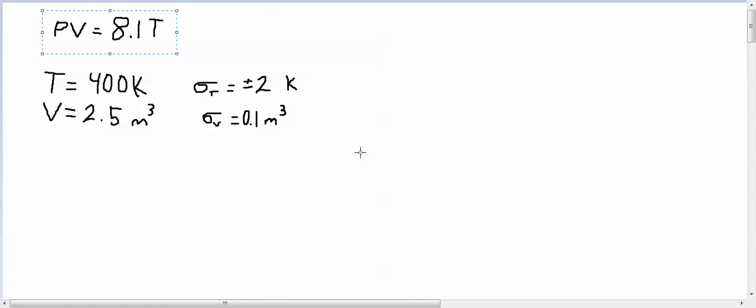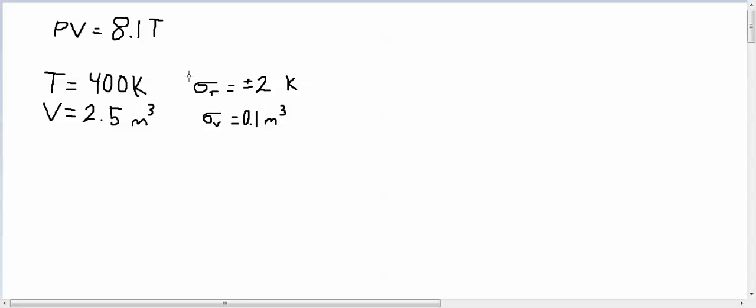Here we're going to talk about variance. Right here highlighted, this is the ideal gas law equation, and we're going to be using that to calculate the variance of the pressure. See here we have a temperature that we've measured, and we also have a volume that we've measured. Notice that we're using metric units, Kelvin and meters.